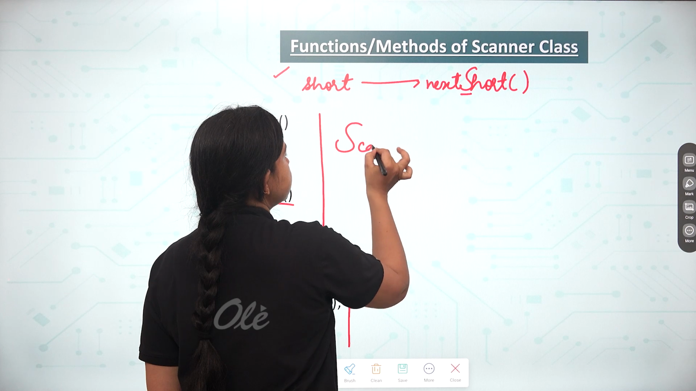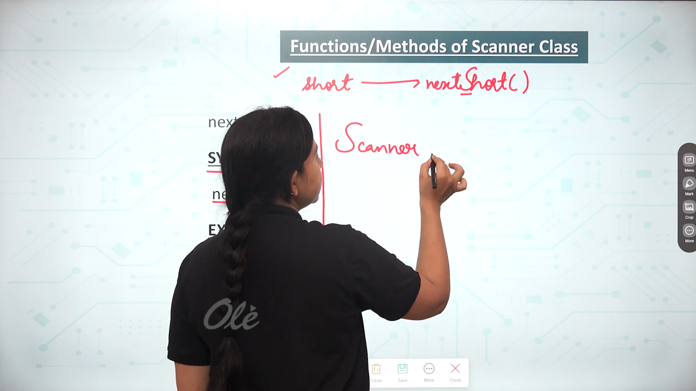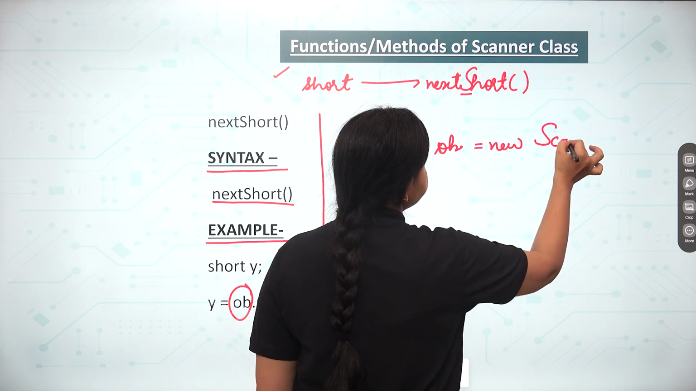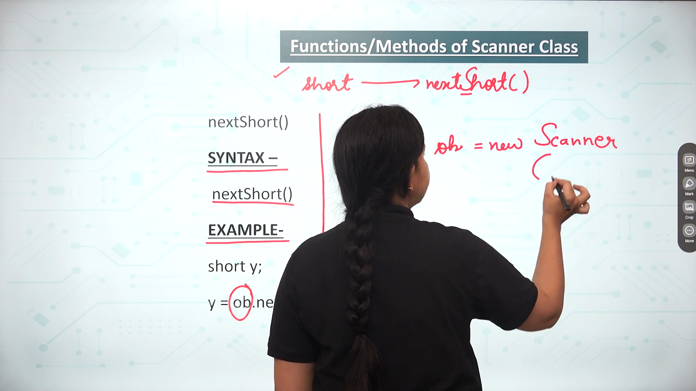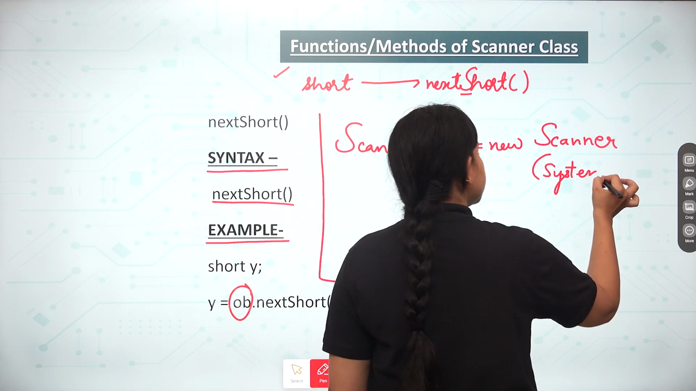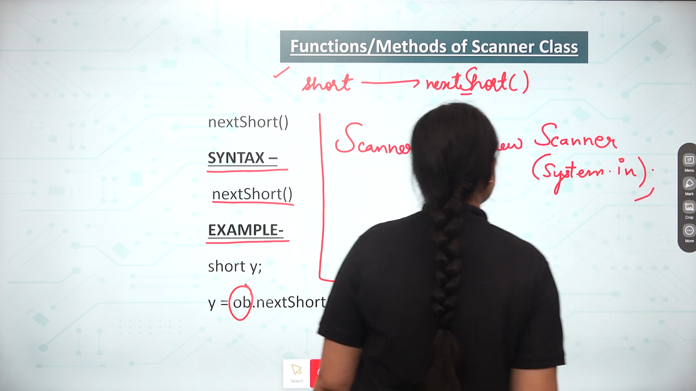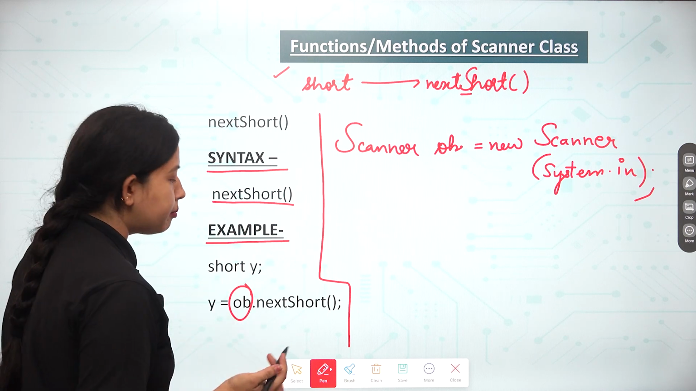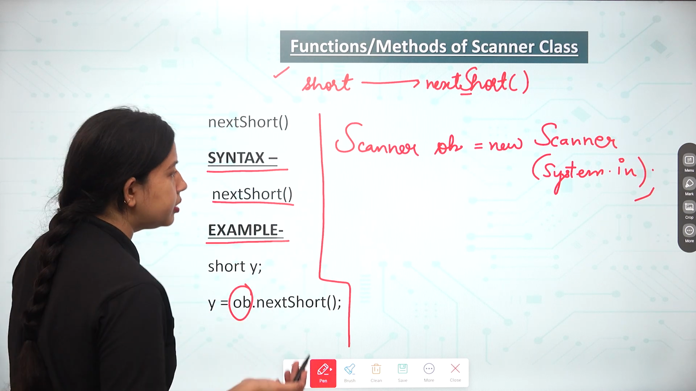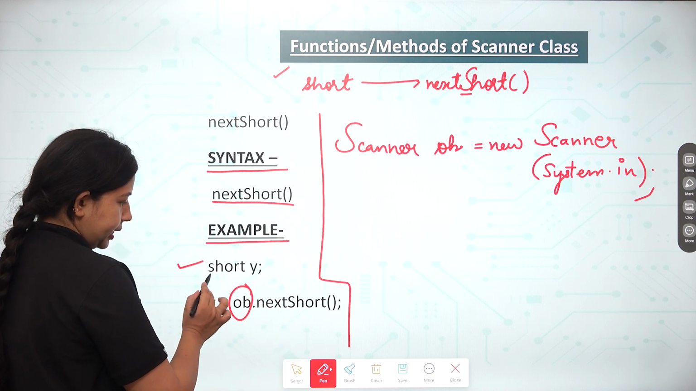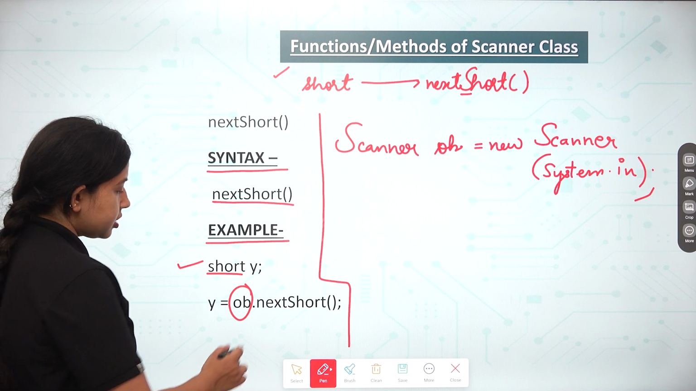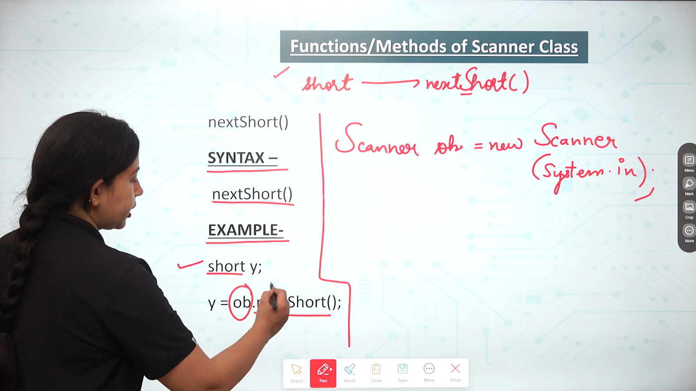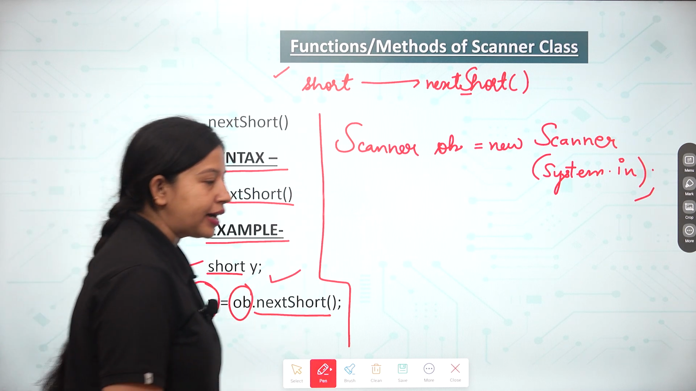So if you forget about that, I'll simply create the object named scanner ob equals new Scanner, and inside we connect System.in. That's it. And then after that we give a message to the user that if you want to enter a number, any short number, suppose here we have declared y as a short variable. So which method are we going to use to store that value? That is called nextShort, and the result is going to be stored in y only.